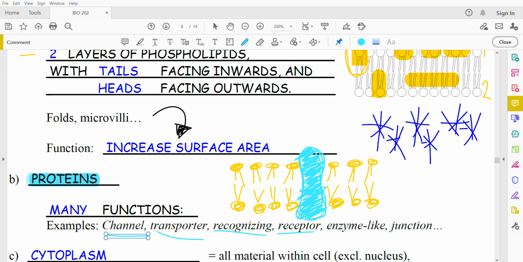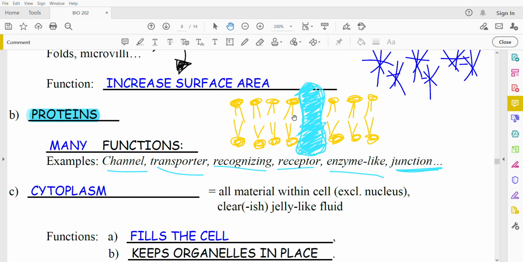Or they can function like enzymes. What did enzymes do? If you remember, this would be a good time to test yourself. So they assisted in chemical reactions. Proteins can act like an enzyme. Proteins can also work as junctions between different cells. And we'll see a couple of examples of that right at the end of the chapter as well. So proteins were the second cell part that we discussed.